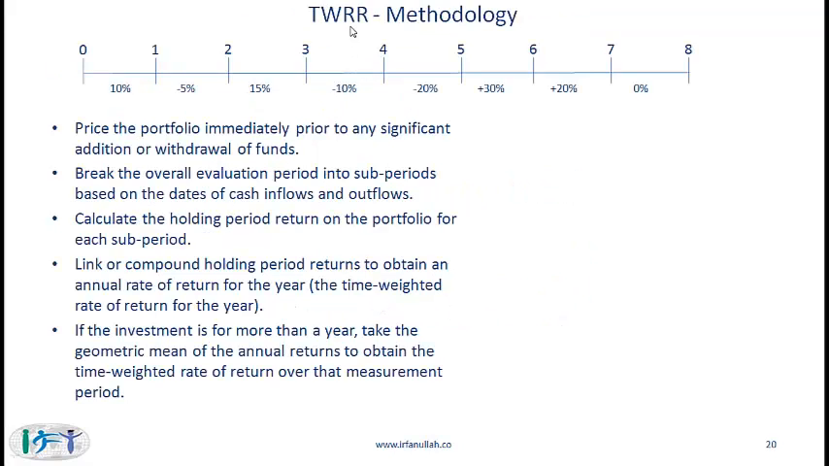So let's look at the overall methodology now for calculating the time-weighted rate of return. We have a 2-year period where cash inflows and outflows are happening at the end of every quarter. And in a 2-year period, we have 8 quarters. And let's say that these top 3 items are done for you, which is price the portfolio immediately prior to any significant additions or withdrawal of funds.